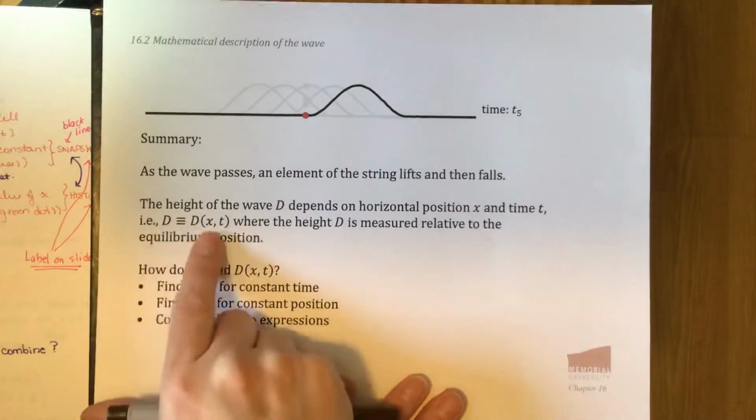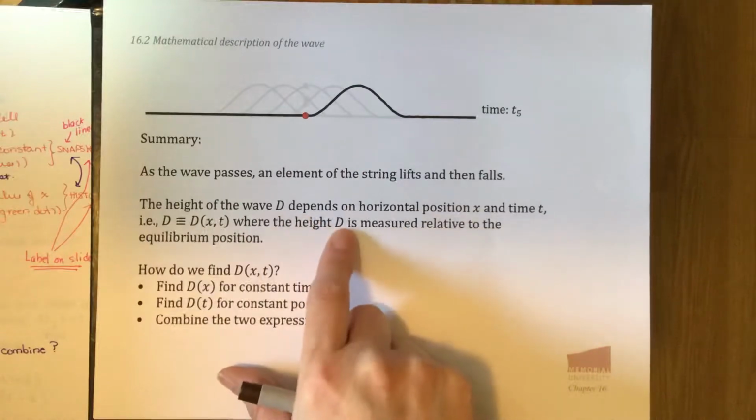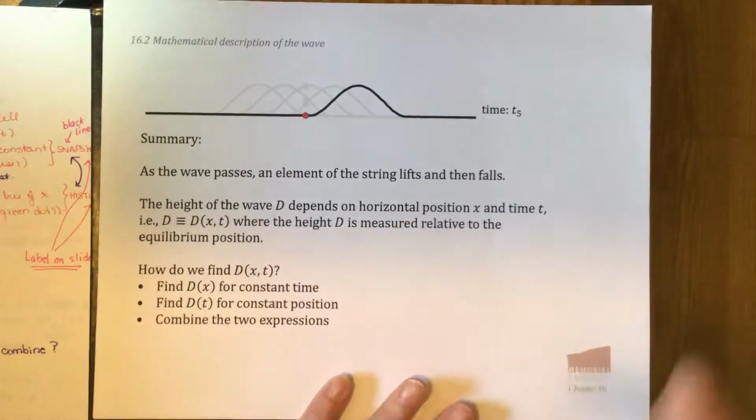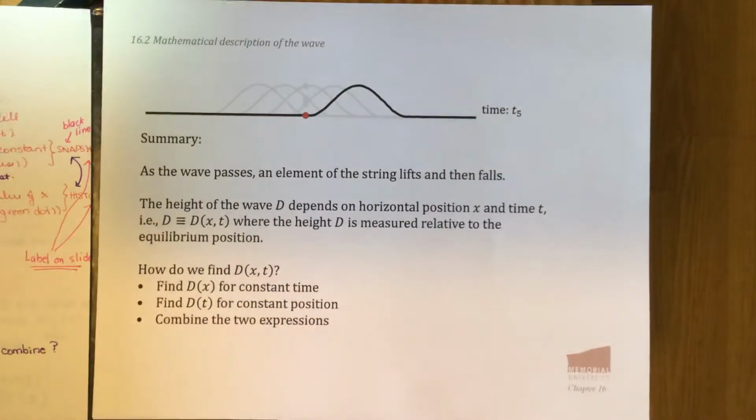So the height is a function of position, horizontal position, and time. And this height d is always measured relative to the equilibrium position. So now we're going to move on to asking, how do we find that height as a function of x and t? How do we find an expression for it? How do we find an equation for it?